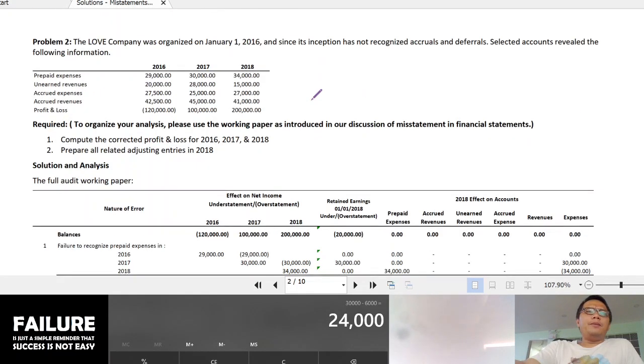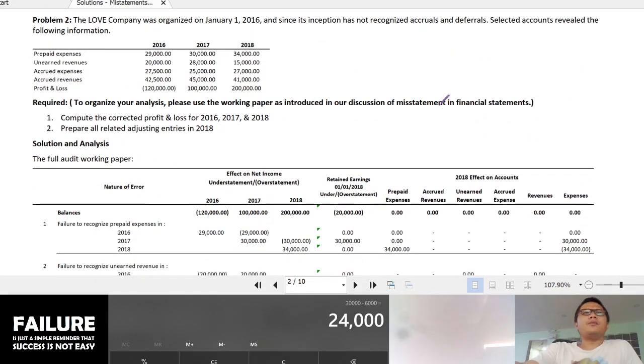So, next problem tayo. Next exercise problem. So, the Love Company was organized daw on January 1, 2016, and since its inception, has not recognized accruals and deferrals. Okay? So basically, this is a classic adjustment of errors wherein failure to recognize accruals and deferrals. Diba? Failure to recognize accruals and deferrals.